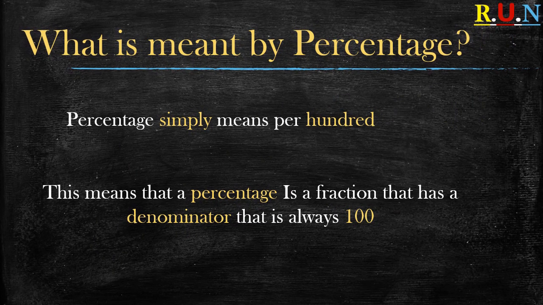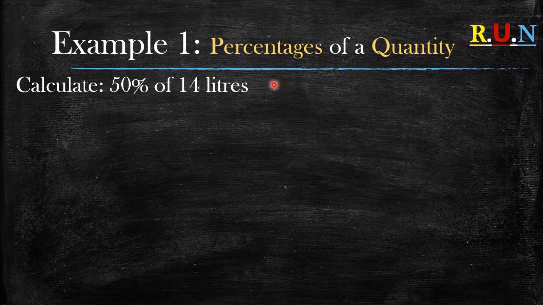So what is meant by a percentage? A percentage simply means per 100, or in other words, a fraction which has 100 for a denominator. Okay? So example number 1. Calculate 50% of 14 liters.